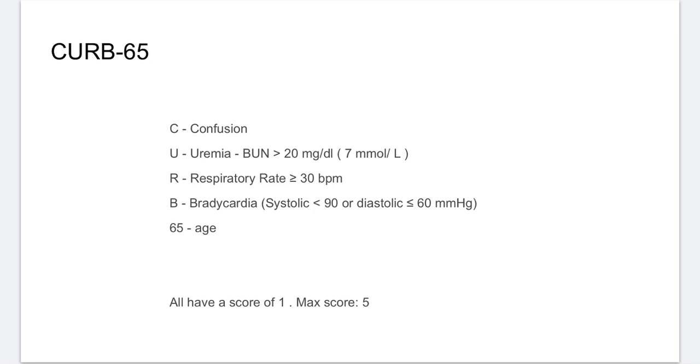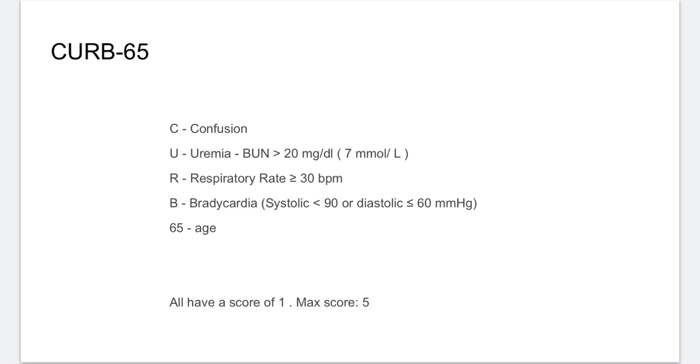U stands for uremia, BUN levels greater than 20 milligram per deciliter or greater than 7 millimoles per liter. R stands for respiratory rate greater than or equal to 30 breaths per minute. B stands for blood pressure. Here, a score of 1 is given if the systolic blood pressure is less than 90, or even if the systolic is normal but the diastolic is less than or equal to 60 millimeters of mercury.